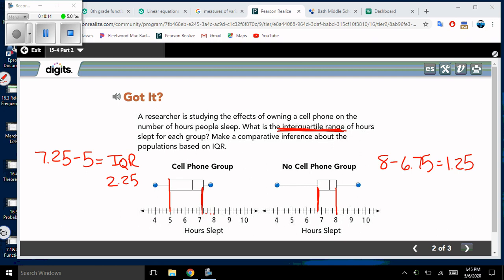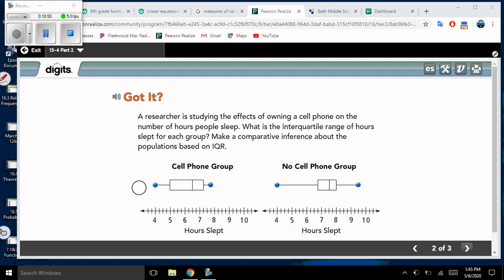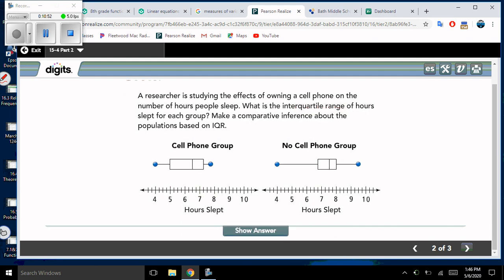This is telling us that, hey, the number of hours slept in the cell phone group has a wider interquartile range, a bigger interquartile range. And so therefore, the people in the cell phone group sleep more inconsistently than the people in the no cell phone group, where the spread is only 1.25 hours. Okay, and again, just to verify what they say and what I say are kind of in alignment with each other, let's take a look at what they said their response was.